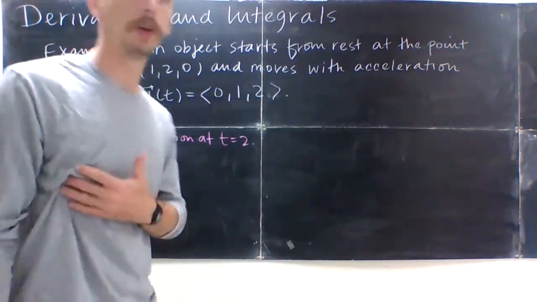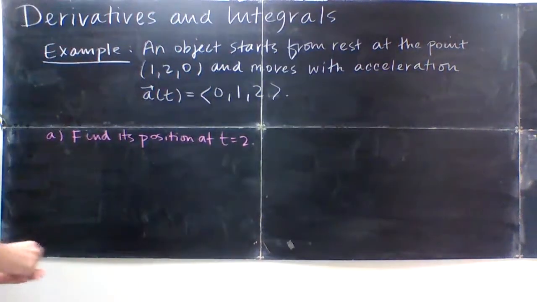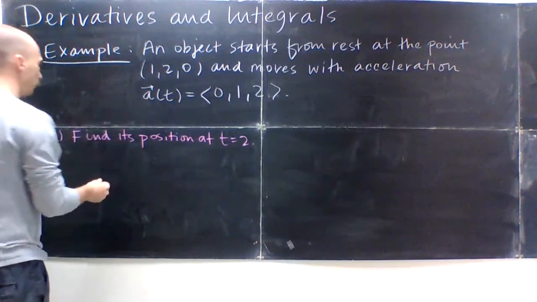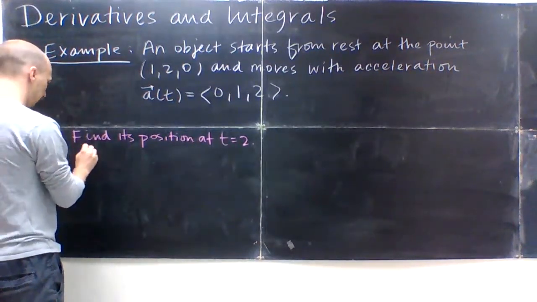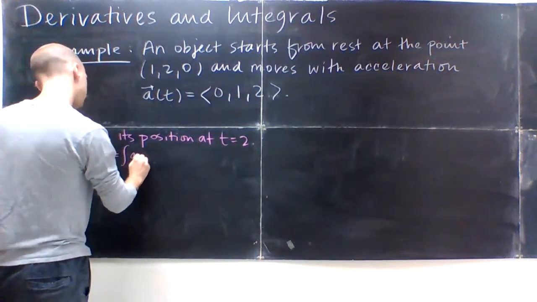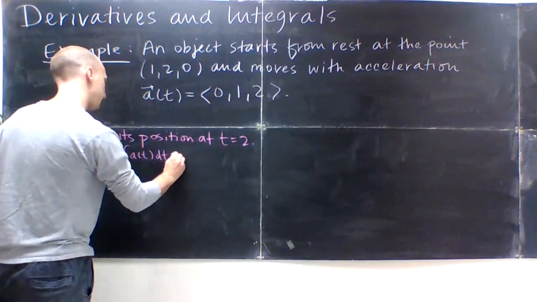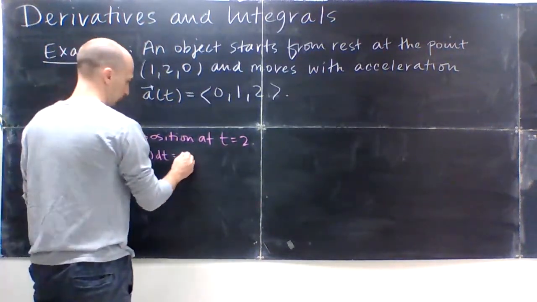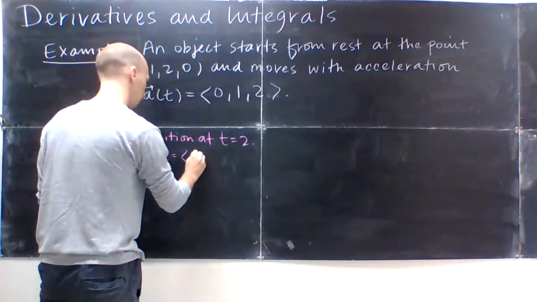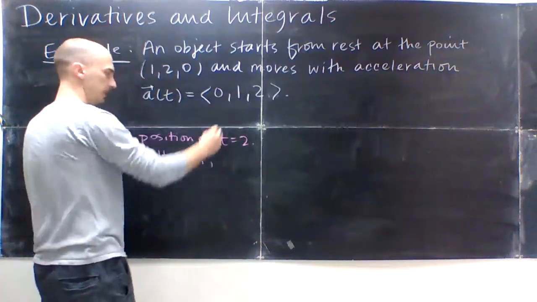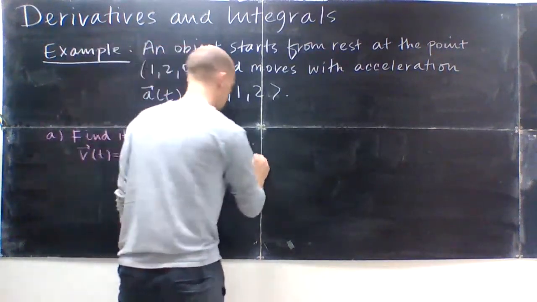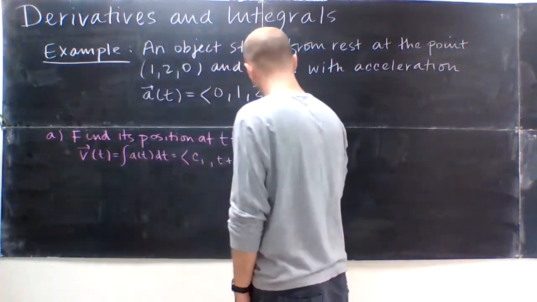Right? So hopefully we've got 2 initial conditions. We do in the statement of the problem, and we will be able to find 2 orders of antiderivative for this. So v of t is going to be the antiderivative of a of t with respect to t. So this is going to be, okay, I can do this, 0t plus c1, 1t plus c2, and 2t plus some other constant.